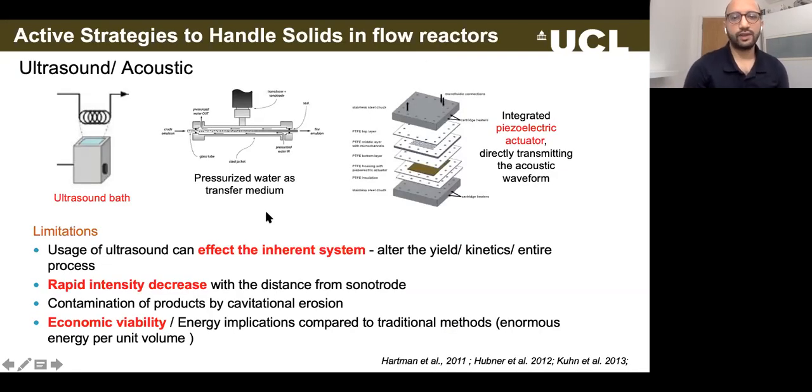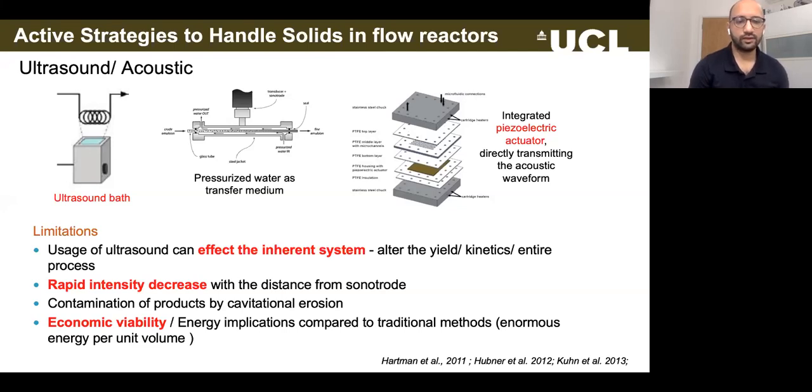So how do we handle solid particles in flow reactors? There are two or three different types of strategies. The first one is using active forces like ultrasound or acoustic forces. The flow reactors are basically submerged in an ultrasound bath so that the ultrasound energy can remove the particles from the channel walls.